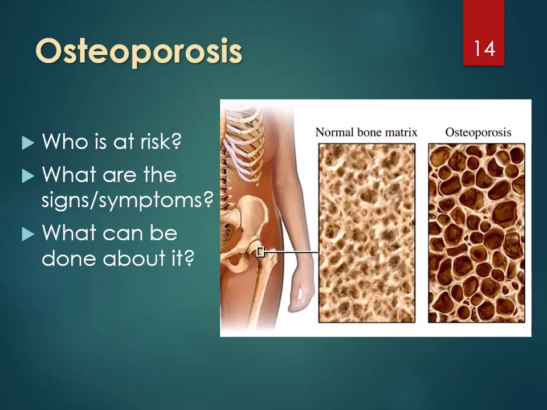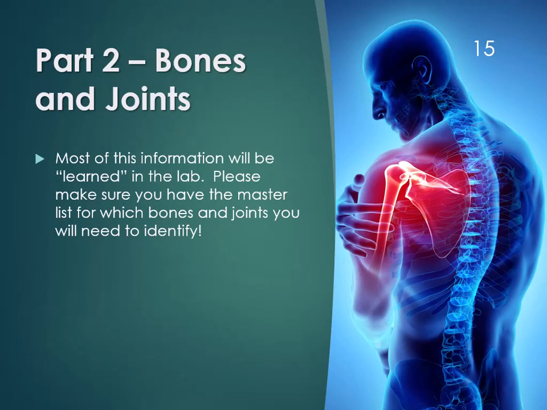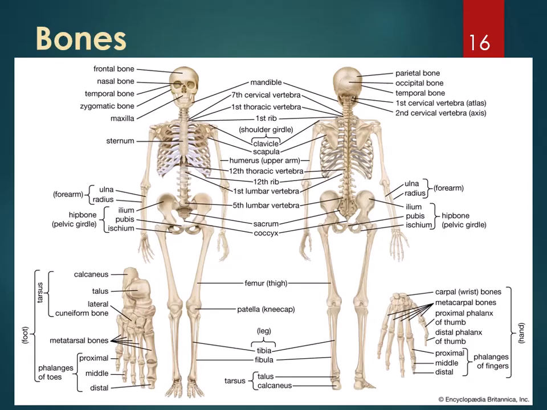All right, the second part of this PowerPoint, so this is a good time to take a break if you need to, is going to talk about the bones themselves and the joints. I'm not going to go over the bones too much because that is pretty much your lab activity, but this picture right here shows all the major bones, and the list that you need to know is in your master list, but also under the bone lab. There'll be a list there of the bones that you need to be able to identify. So go check those out in your lab book.